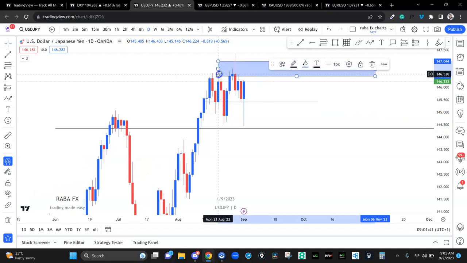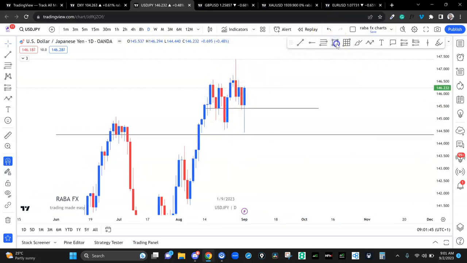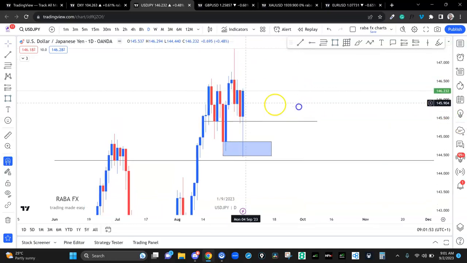I made a call with my friend, and this was our entry here for the non-farm payroll. Okay, price rejected of this. Currently it's at this opening price. Okay, so we have to see if we are going to have a close above that.